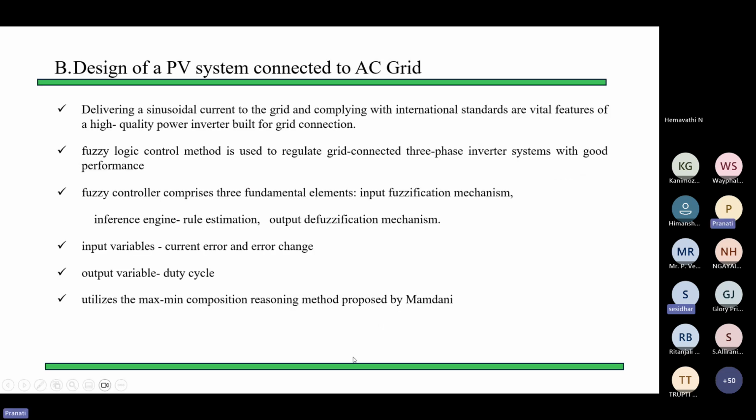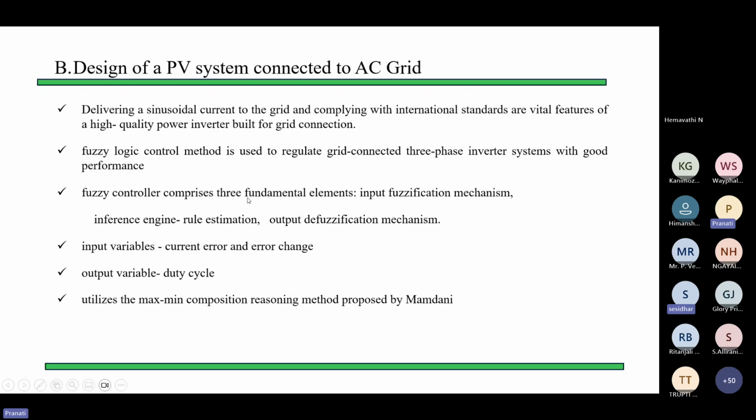Then the design of a PV system connected to AC grid. Here we have used fuzzy control. Delivering a sinusoidal current to the grid and complying with international standards are vital features of a high quality power inverter built for grid connection. Fuzzy logic control method is used to regulate the grid connected three-phase inverter system with good performance. We can use it for the single phase inverter also.